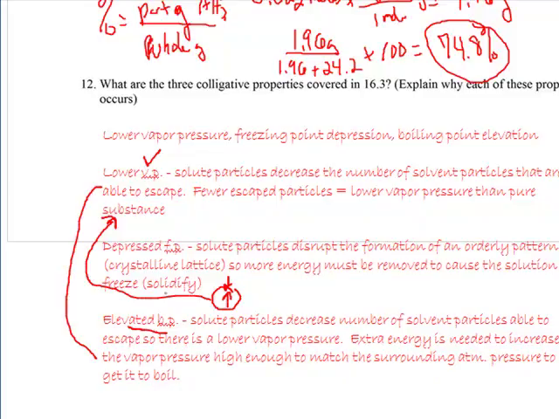And finally, decreased freezing point. Solute particles disrupt the formation. Remember, the particles are slowing down and trying to get locked into a position where they can just sit and vibrate. The solute particles get in the way of that, so we have to take away more energy to get them to finally lock into position and freeze or solidify.